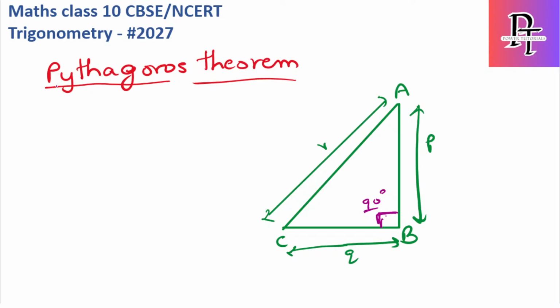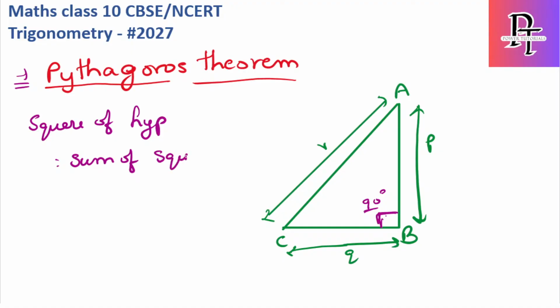For a right angle triangle, we have a specific theorem called the Pythagoras theorem. This is a very easy theorem. What it is saying is the square of the hypotenuse is nothing but the sum of squares of the other two sides.